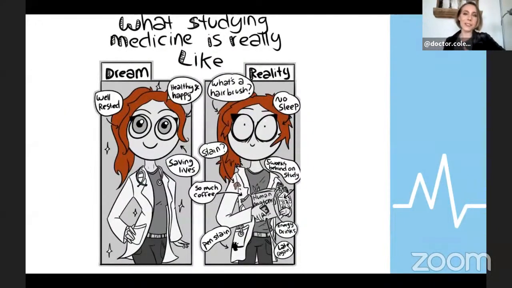I just think it's a little funny, a little true. Dream versus reality of what studying medicine is like: when you think you're well rested, healthy and happy, saving lives, but you actually are trying to figure out where your hairbrush is. You're not getting any sleep, which can happen some days. So, really pay attention to your body. Make sure that you're putting your priorities first, and try not to sacrifice sleep, because that is one of the most important ways that you can thank your body. And it's important for staying healthy too.